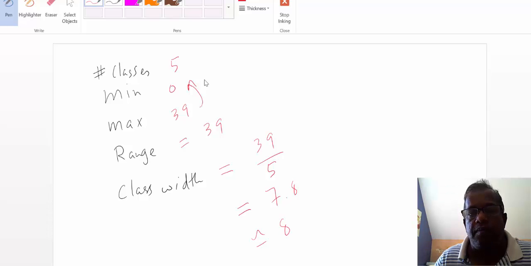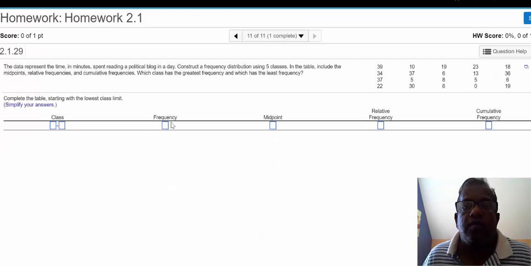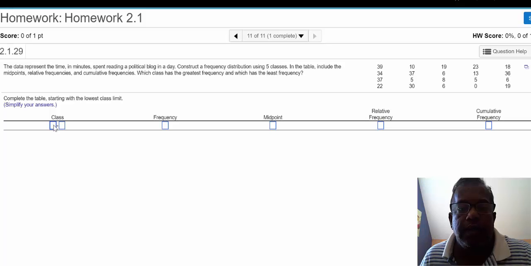So now we know the minimum is 0, the class width is 8, and the number of classes is 5. Since we know the minimum value and the class width, we can complete the class limits of the first class. The lower limit is always the minimum, and the class width is the difference between any two consecutive lower limits or any two consecutive upper limits. So since it's 8, 8 has to go over here, so this upper limit will be equal to 7.